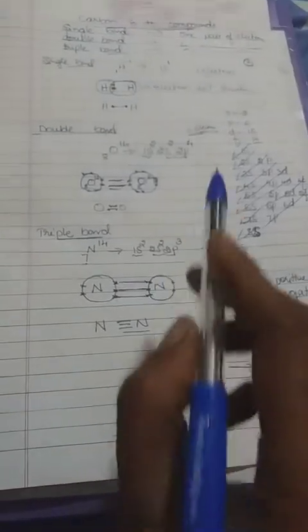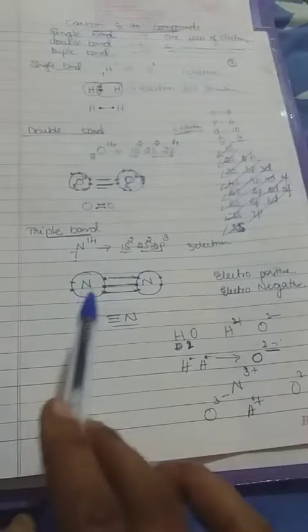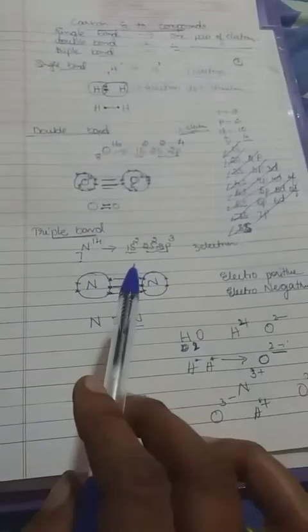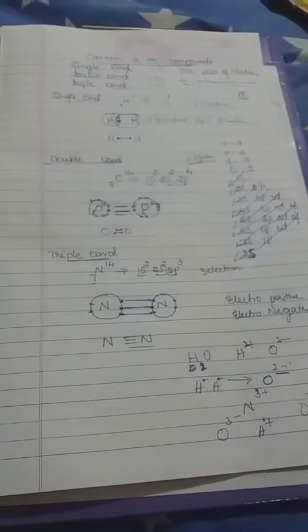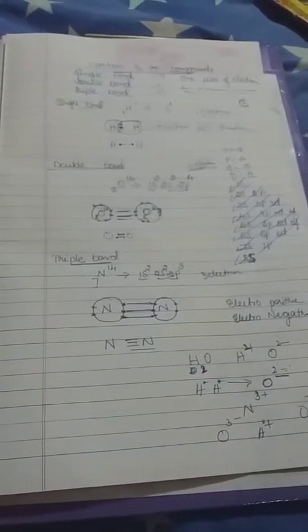So like that, the sharing of 1 pair of electrons represents a single bond, sharing of 2 pairs of electrons represents a double bond, and sharing of 3 pairs of electrons represents a triple bond. There are 3 forms of bond formation: single bond, double bond and triple bond.